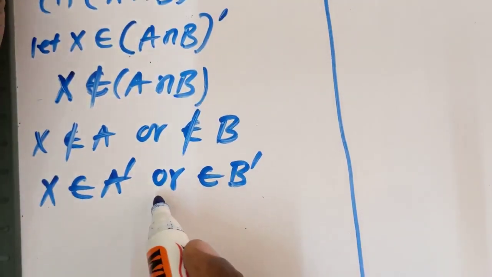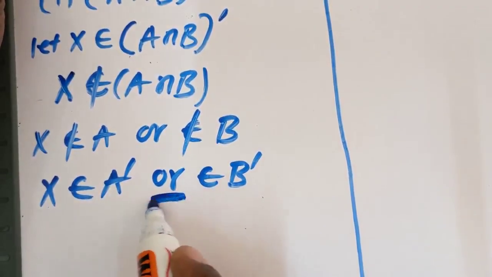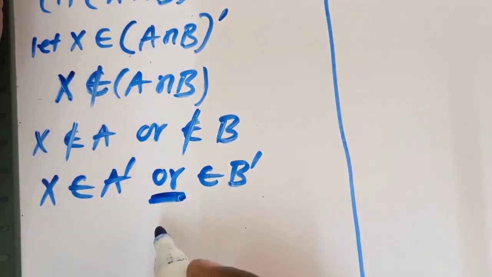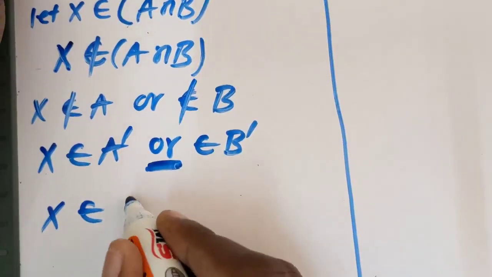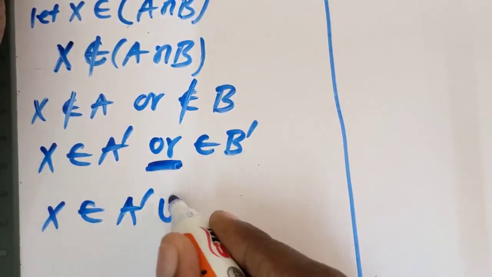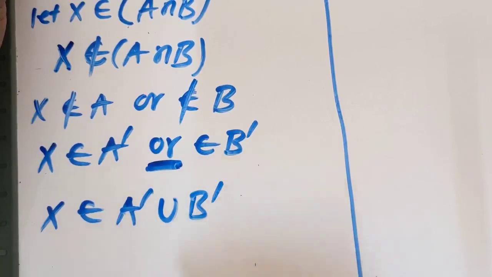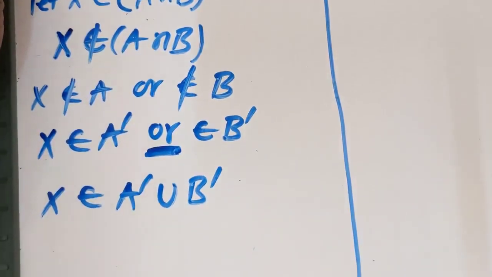So what you need to know is that this ∪ means union. It means union, meaning that x is a member of what? Of A complement union B complement. That is what it means.